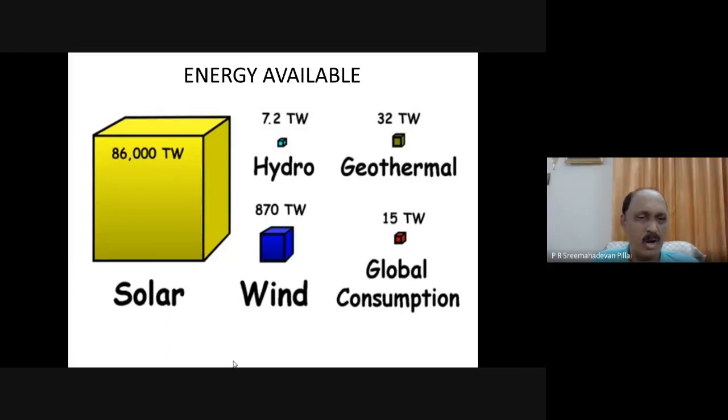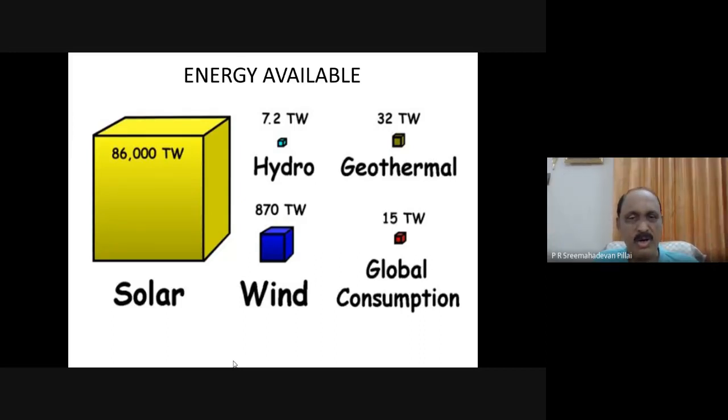The entire sunlight which is falling on the earth per year, if you are ready to tap it, will come to 86,000 terawatt. Mega you would have heard. 1000 mega is giga, and 1000 giga is tera, or 1 million megawatt is a terawatt. So if you are able to convert the entire solar energy incident on the earth's surface, on the land area, you can get at least 86,000 terawatt.